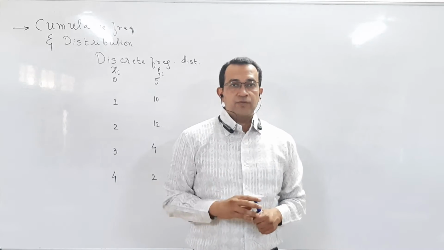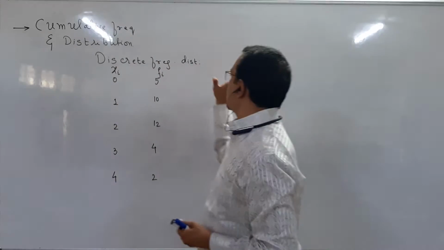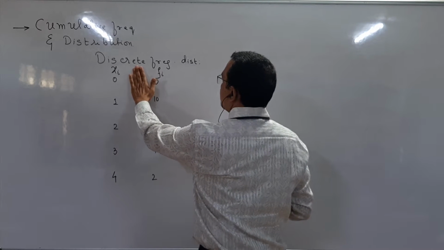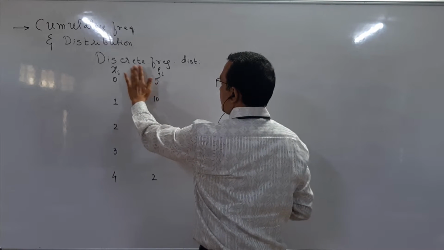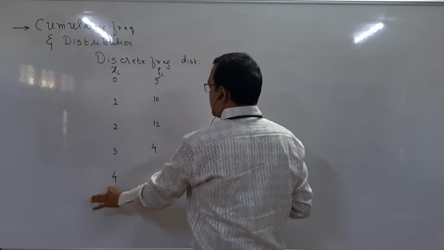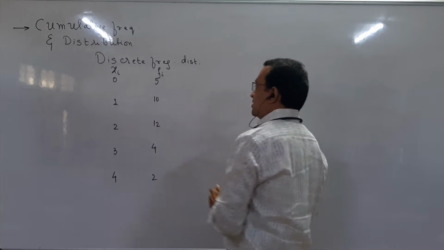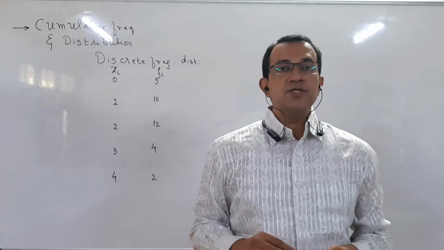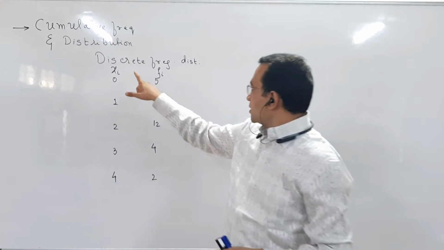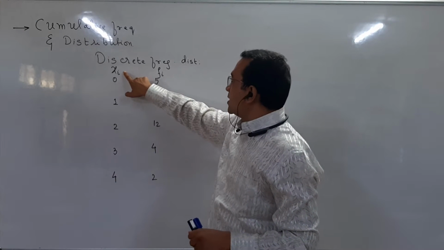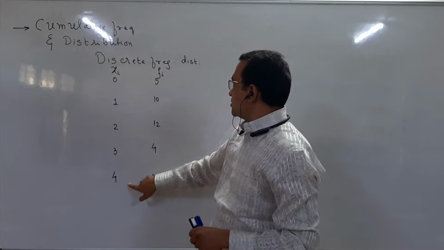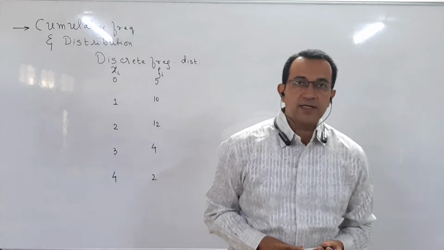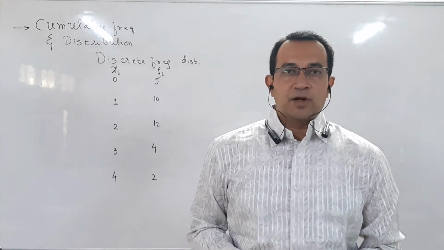Now, suppose I have a discrete frequency distribution. A discrete frequency distribution is classification of a discrete variable. Say xi is the number of children and fi is the number of families having those many children. Xi is the number of children and fi is the number of families having the corresponding number of children.